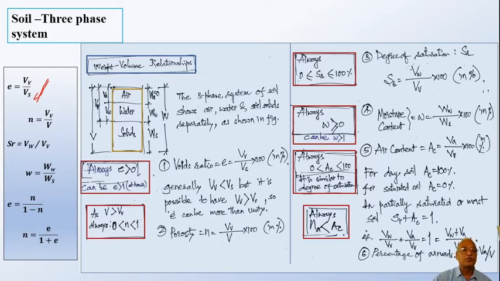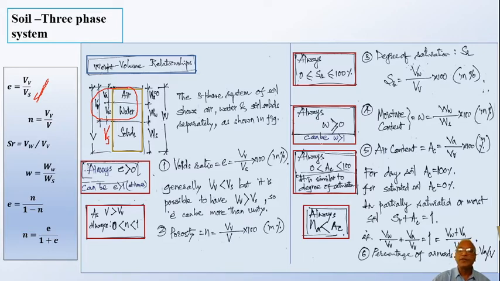In three-phase system, volume of voids means volume of air and volume of water. This is volume of voids, and the other part is volume of solids. Together it makes total volume. So this part I had written volume of solids. Now the ratio of volume of voids to volume of solids, we have defined as void ratio. Porosity is volume of voids to the total volume.